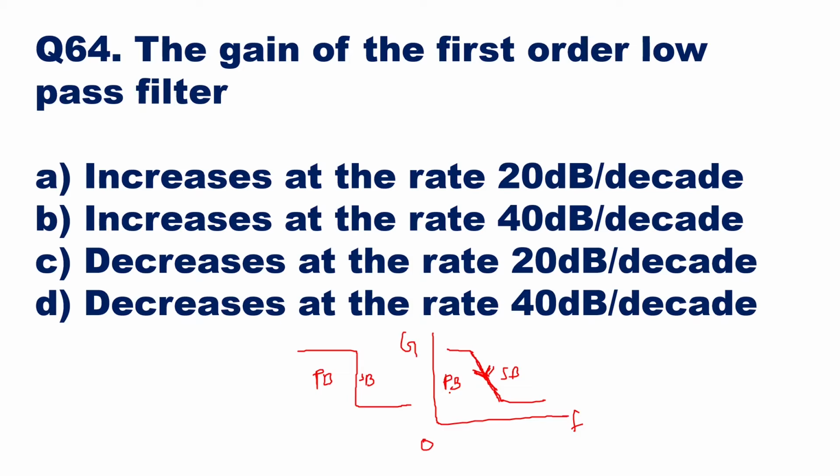For a first order filter, the fall off rate is 20 decibels per decade. For a second order filter, the fall off rate is 40 decibels per decade. And for a third order filter, the fall off rate is 60 decibels per decade. Now here the question is asked for a first order low pass filter. So here option C, that is decreases at the rate of 20 decibels per decade, will be the right answer.